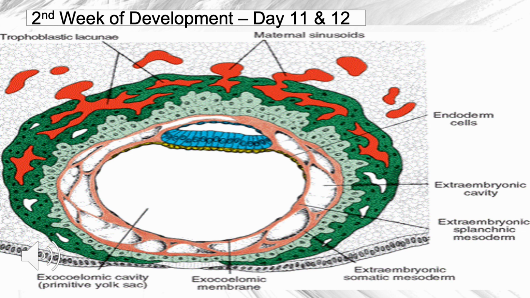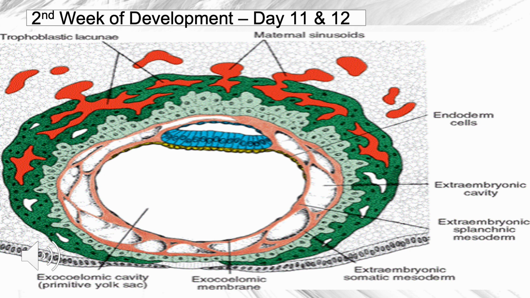By days 11 and 12, the blastocyst is completely embedded in the endometrial stroma, and the surface epithelium almost entirely covers the original defect in the uterine wall. The blastocyst now produces a slight protrusion into the lumen of the uterus. Lacunar spaces in the syncytium form an intercommunicating network.